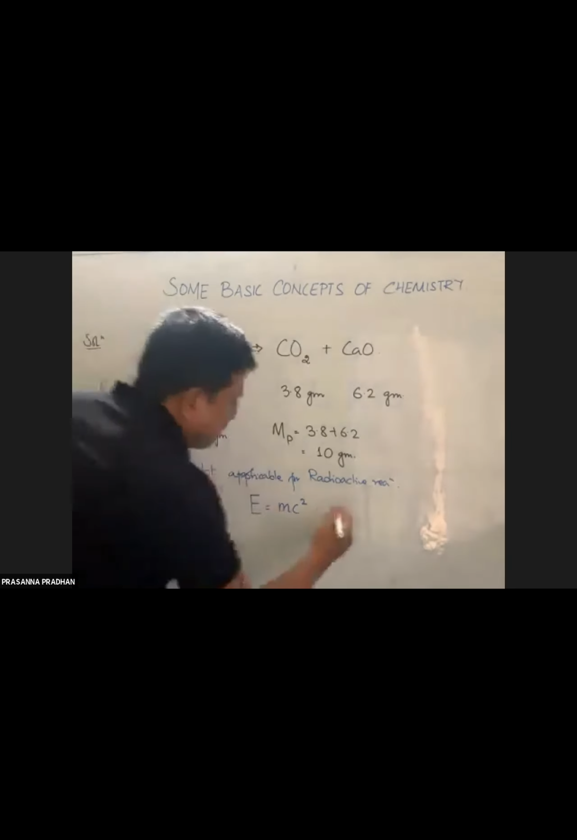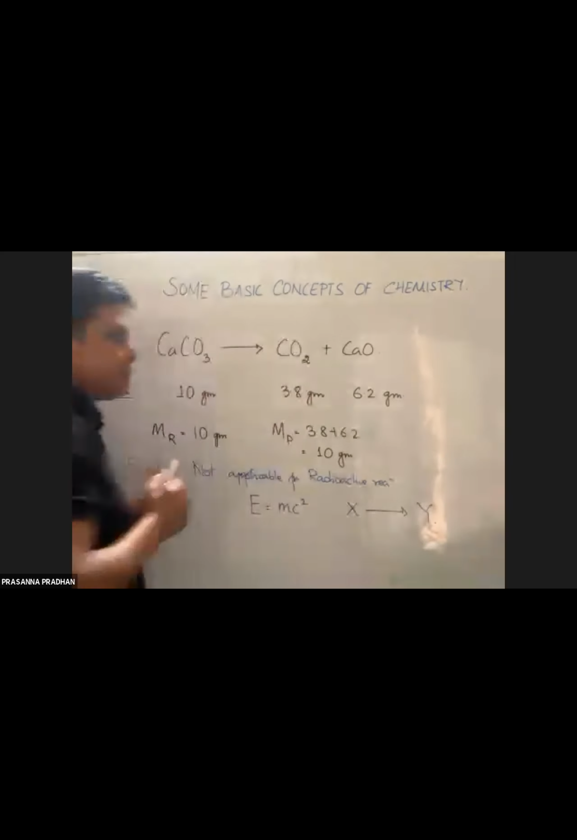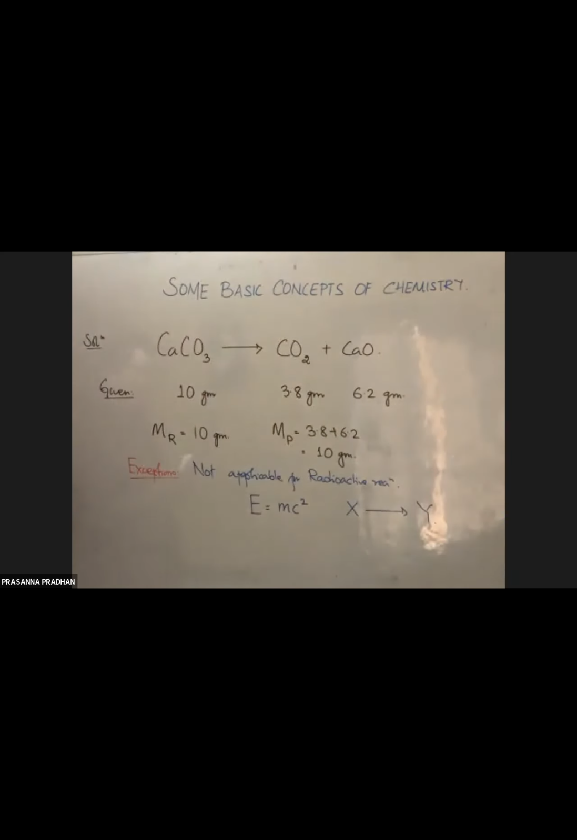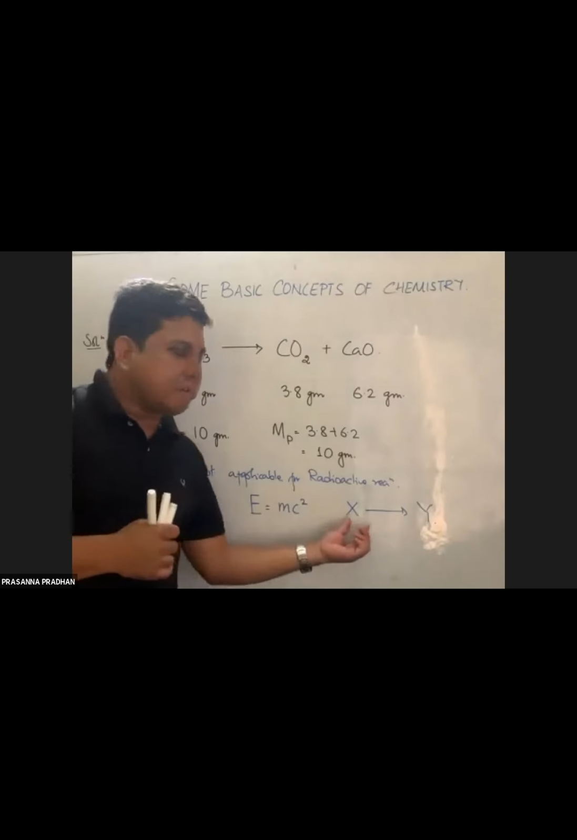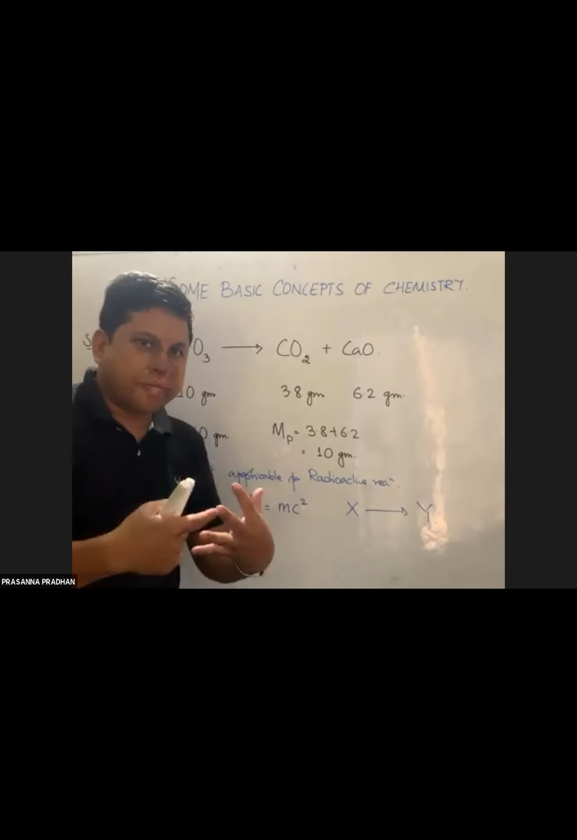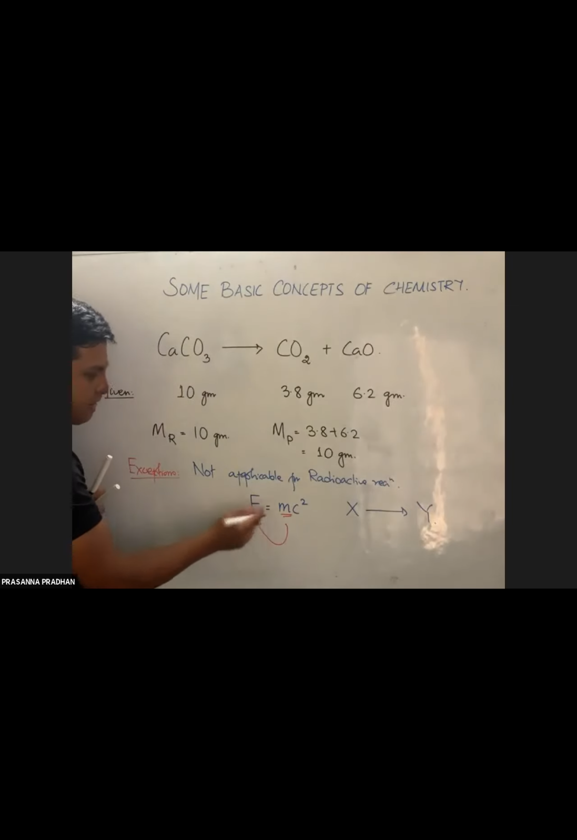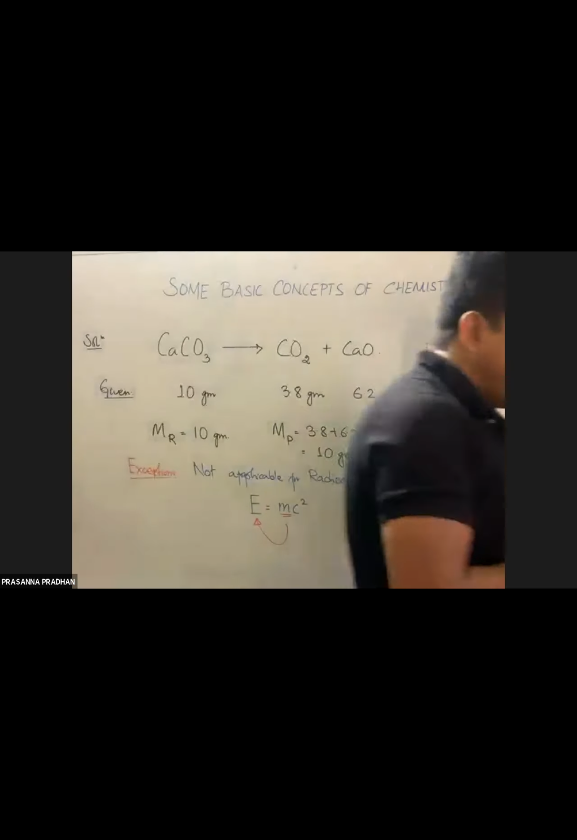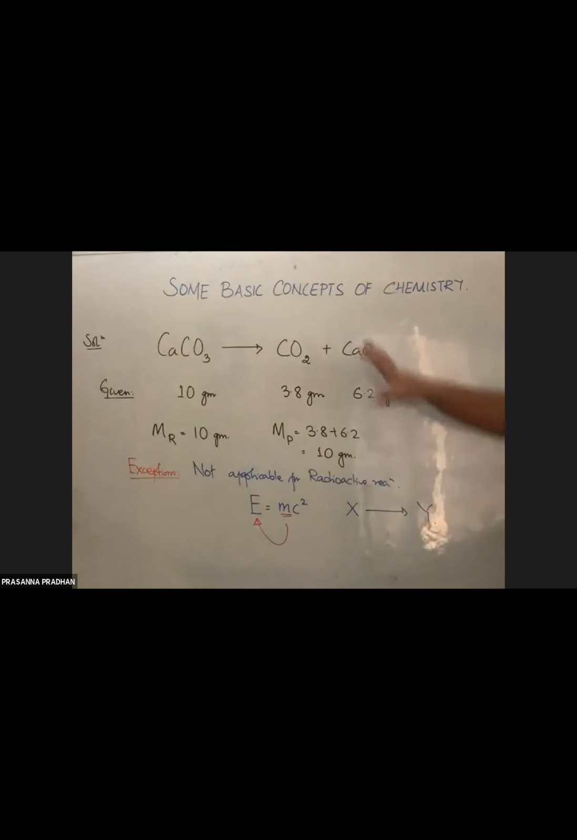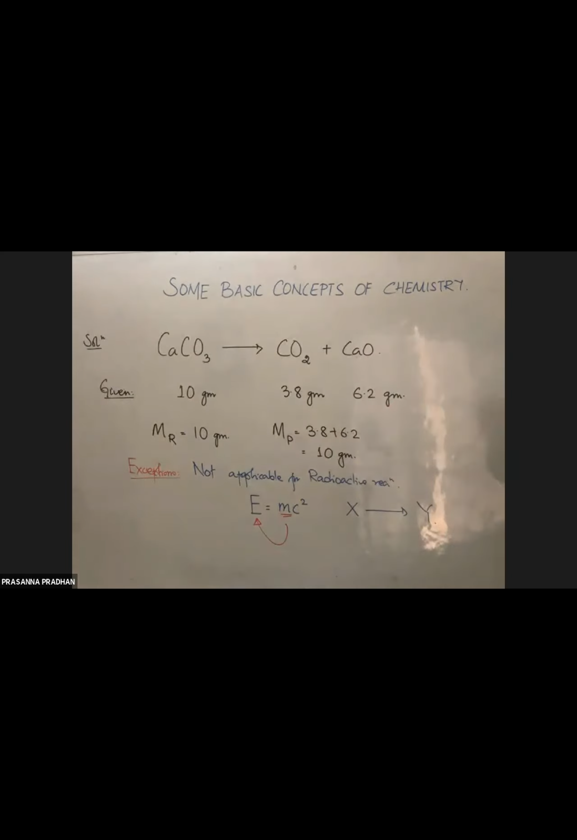What happens in nuclear reactions? Suppose during a radioactive change, X gets converted into Y. The total mass of X will not be equal to the total mass of Y. Some small amount of mass is lost, and that lost mass is converted into energy via E equals mc squared. This is just an exception to the law, so we don't need to go into details or understand this equation at this moment.